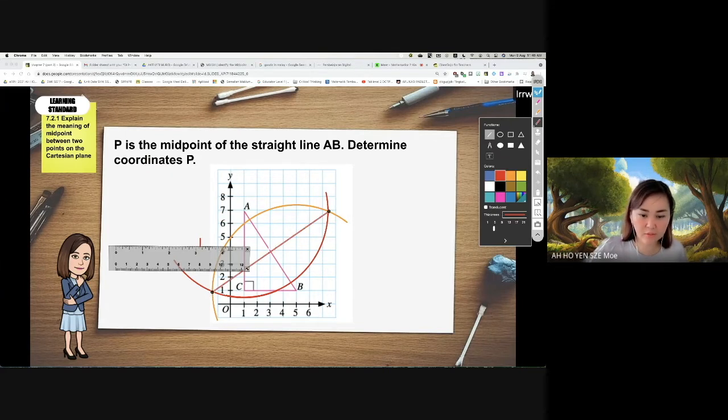So this will be the midpoint. Okay, so the midpoint is 3. Read from the X first. Sentiasa ingat X dulu. Baca nilai X dulu. 3, 4. Okay, so our midpoint is 3, 4. So that means that the coordinate P is 3 and 4. 3, 4 in bracket. Kalau tulis koordinat mesti dalam bracket, must be in the bracket and with the comma.